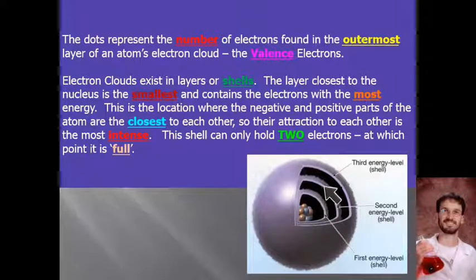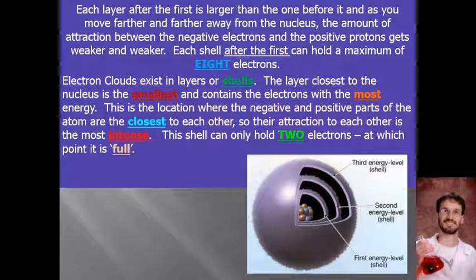But then when we get to the second shell and the third shell, the rest of these all hold 8. So the smallest shell is the one that has the most energy, and it holds 2 electrons, at which point it's full. The second shell can hold 8, and every shell after that can also hold 8.